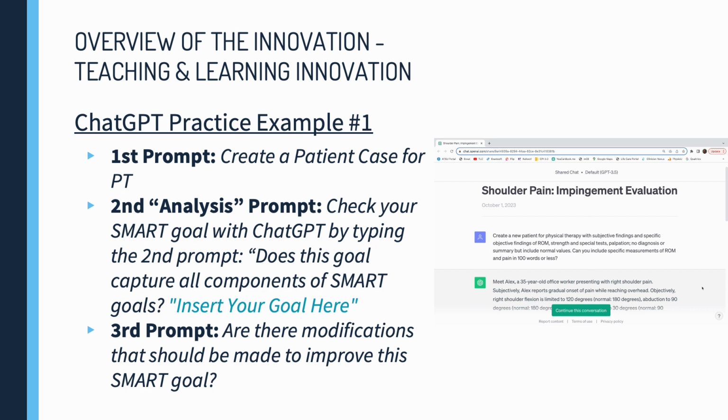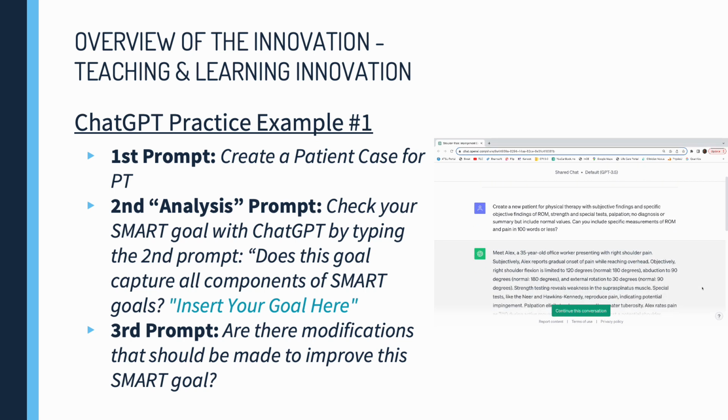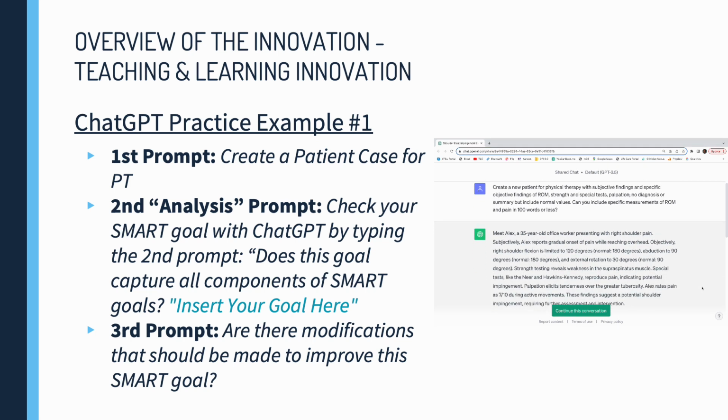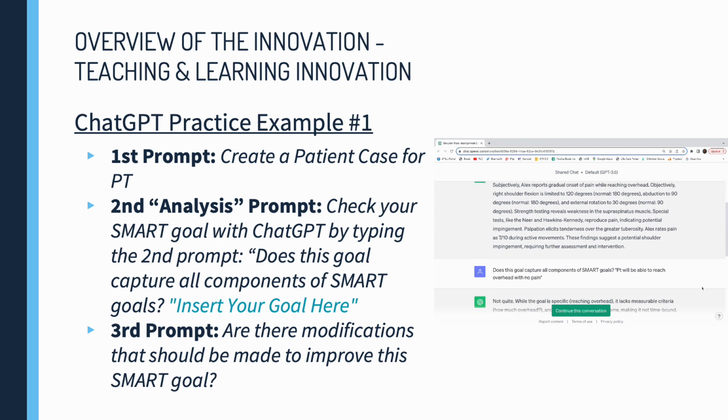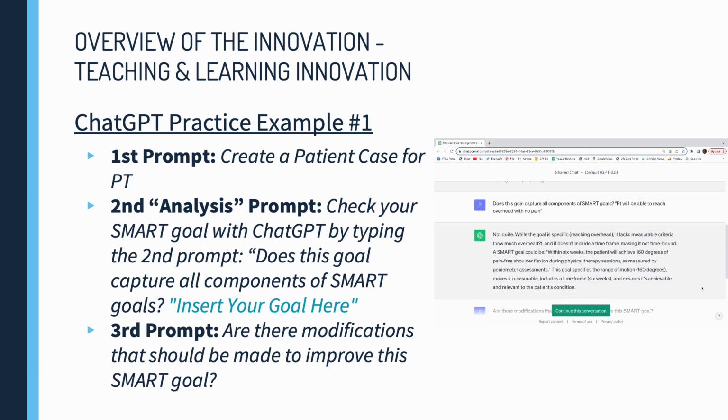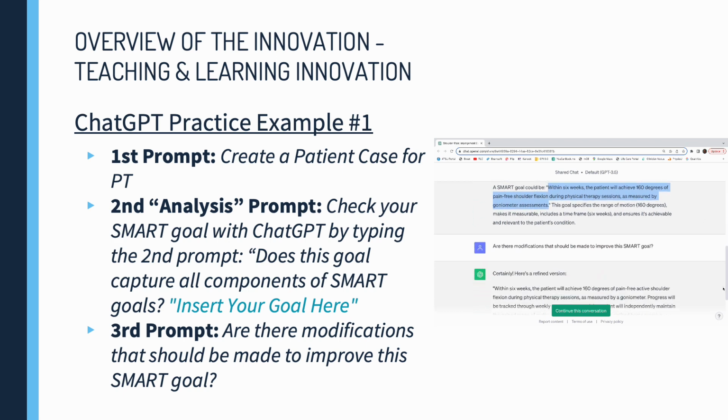Once the clarifying lecture was complete, the practice of the writing of the SMART goals began. We provided 4 separate learning objectives with guided prompts to create patient cases. This is a shortened version of the first objective we provided. From the patient case written by ChatGPT, they were to write a SMART goal. Then they would input their SMART goal into ChatGPT within the second prompt, also known as the analysis prompt, and further check it with the third prompt.